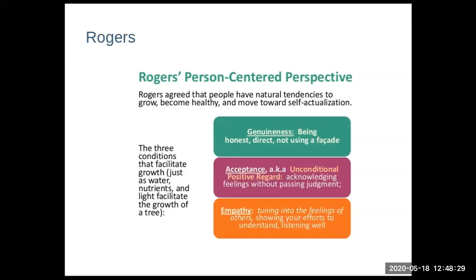Acceptance is unconditional positive regard, which basically means knowing that there's feelings. There may be automatic things, right? Biases, as we talked about in the last chapter, without passing judgment, though. Knowing that people have different backgrounds, different stories, different things, and being okay with that. Accepting them as a person, as a human being, before worrying about what color their skin is or what religion they are or anything like that.